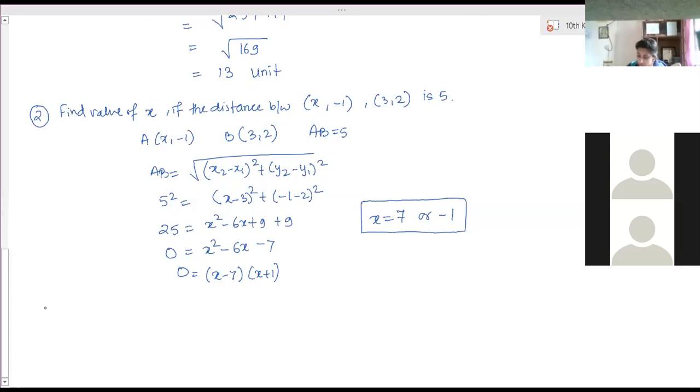Next question, third one. Find the value of a if the distance between points 3a and 4, 1 is root 10.